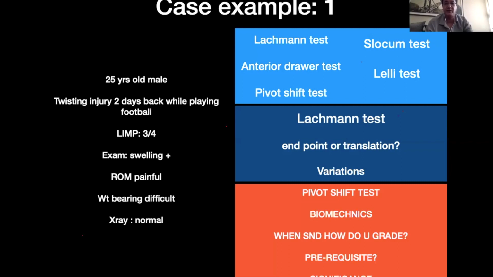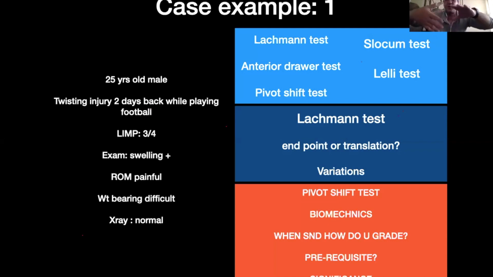Okay, I wish I could demonstrate that to you. You place your thigh, your patient is lying on the bed. If it's the right knee, you fold your thigh, put it under the patient's thigh, and you stabilize with your left hand. With your left hand, you stabilize the patient's thigh on your thigh, and with the right hand, you do your anterior translation.